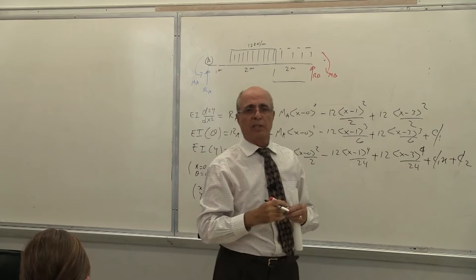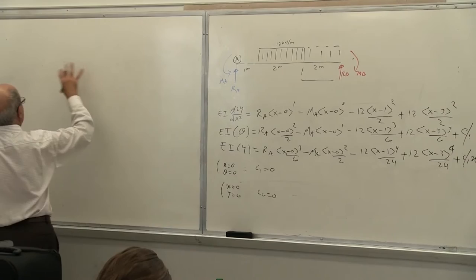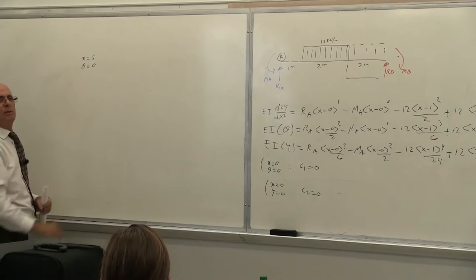That is the key to this problem. Then these are the ones I'm looking for. This is the one you get. This, you get the point. This you don't. And this here, which many of you miss. At x equal to 5, theta equal to 0.